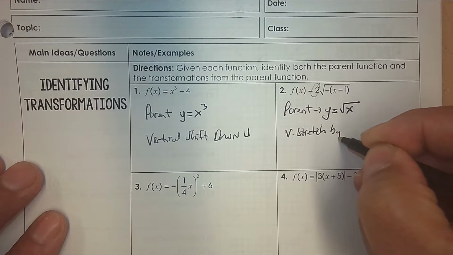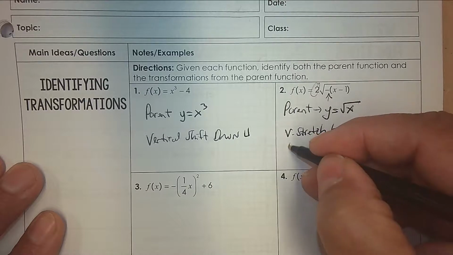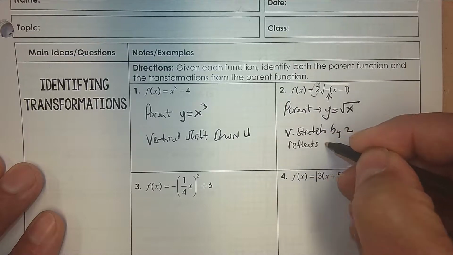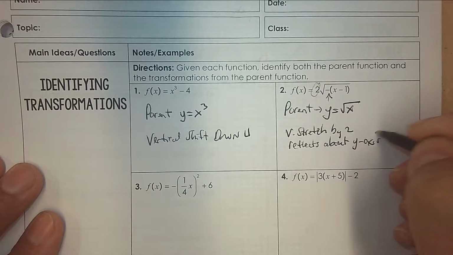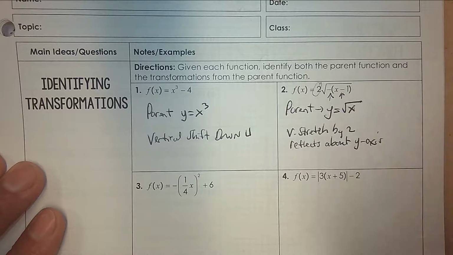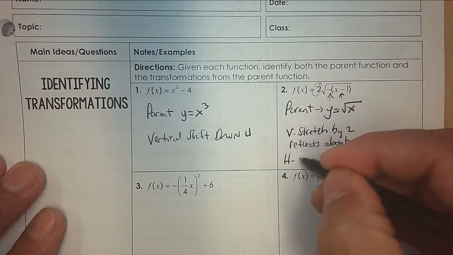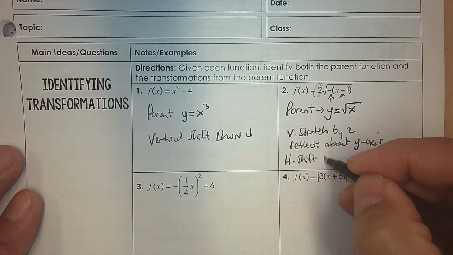by 2. Inside, I see a negative sign, so that means it reflects. And when it's on the inside, it reflects about the y-axis. And then I'm going to do the inverse of what I see. So then I see a horizontal shift, and the inverse of what I see, the opposite direction, is to the right one.